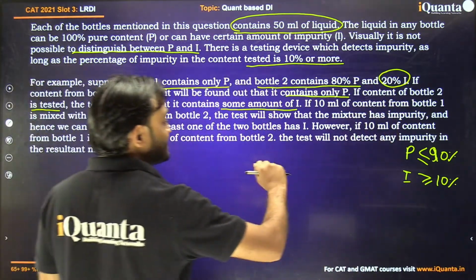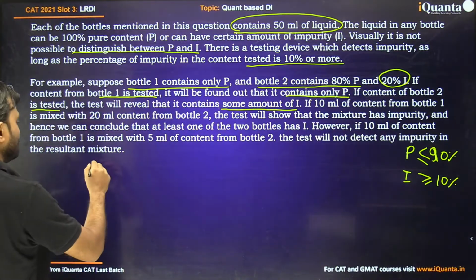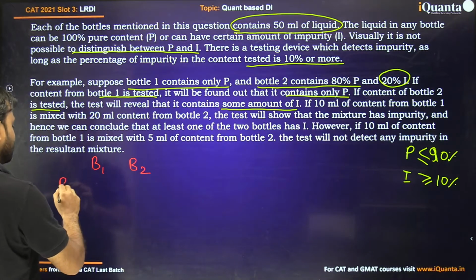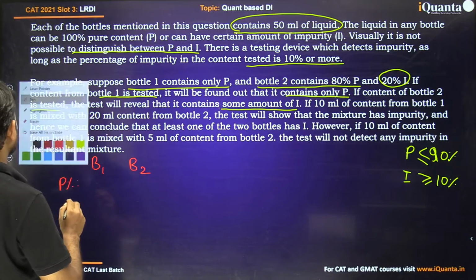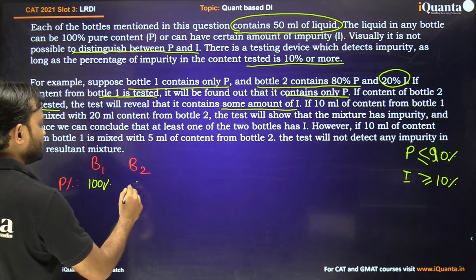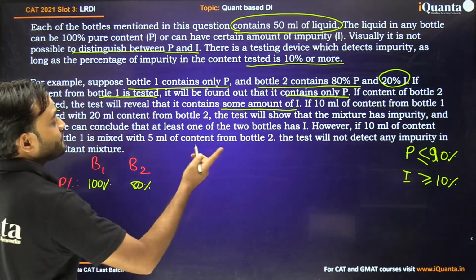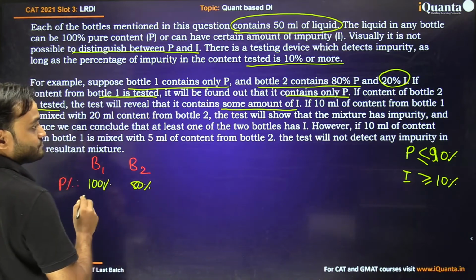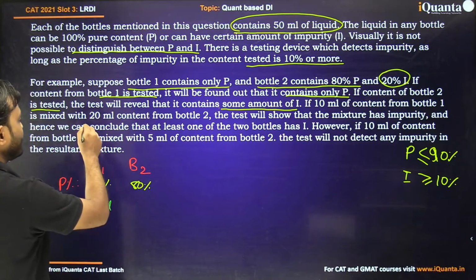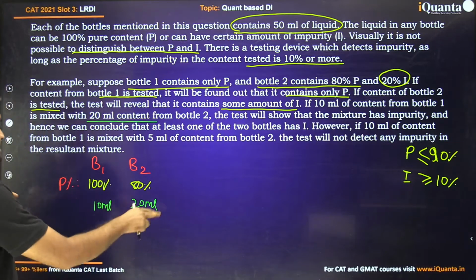Now another example is given. Let's take bottle 1 and bottle 2, where the purity percentage has been given. In bottle 1 it's 100%, in bottle 2 it's 80%. Now it says that if we take 10 ml from bottle 1 and 20 ml content from bottle 2, what will happen if we mix these two?